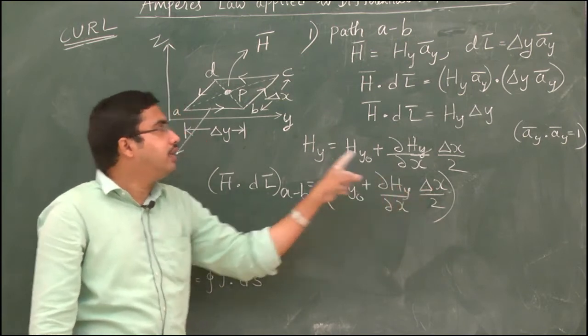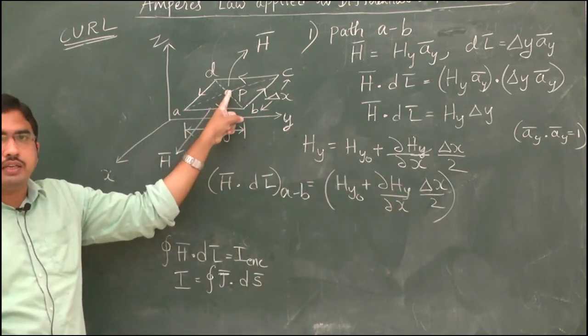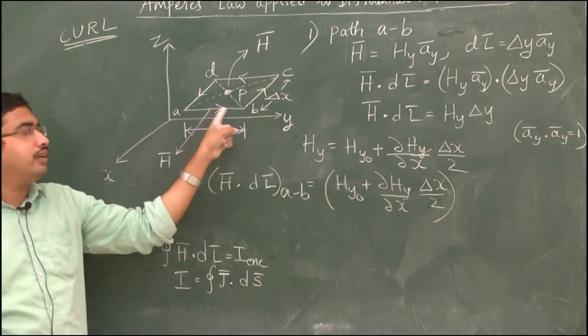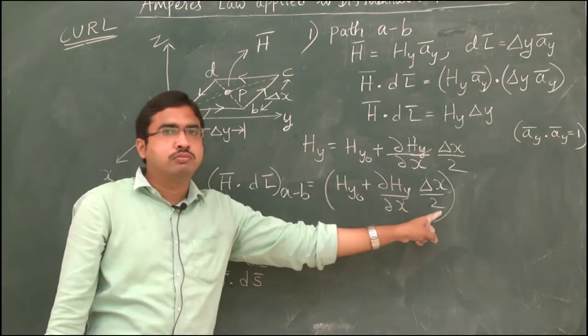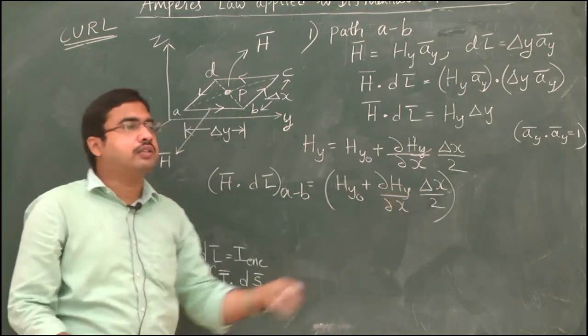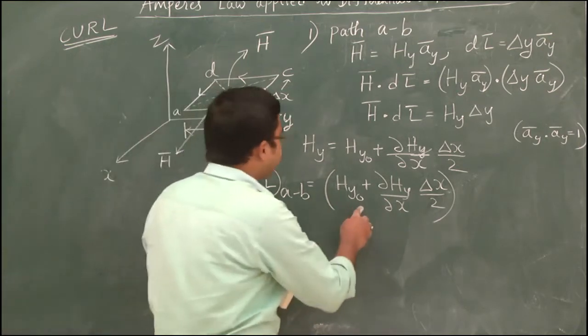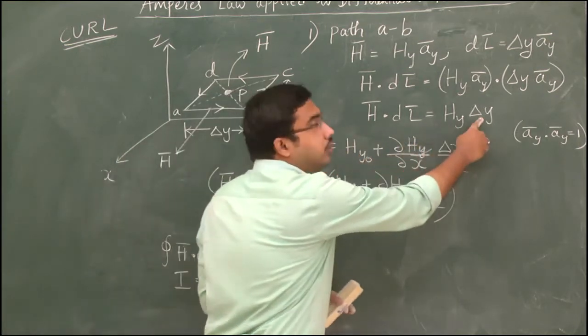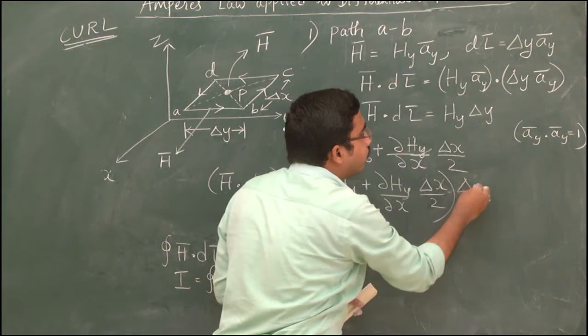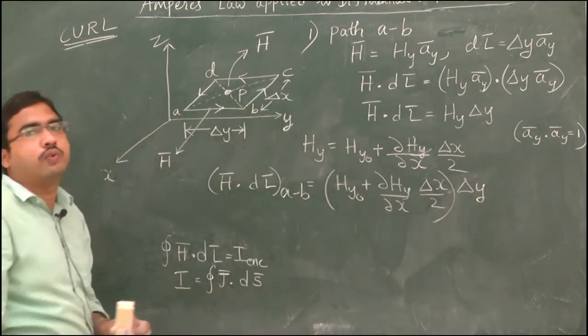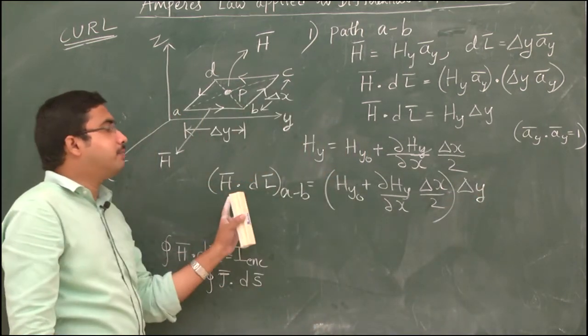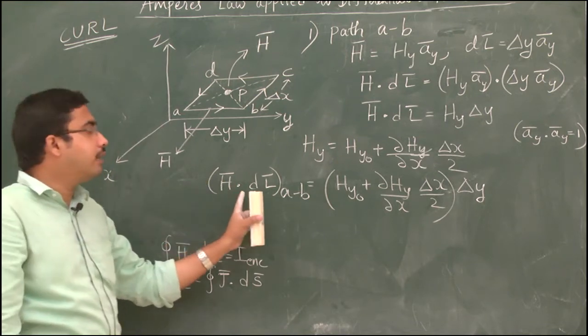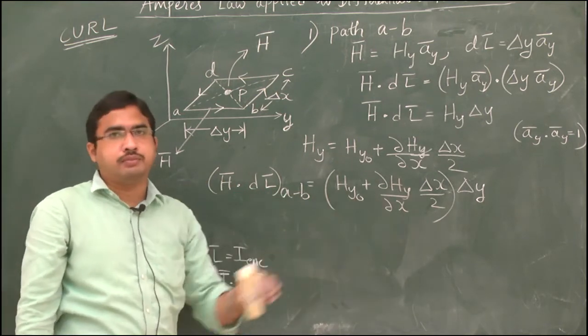And the distance of the point P from this side AB is delta x by 2. So I am substituting like that, into Hy, into delta y. So this is the expression for H bar dot dl bar in the path AB.